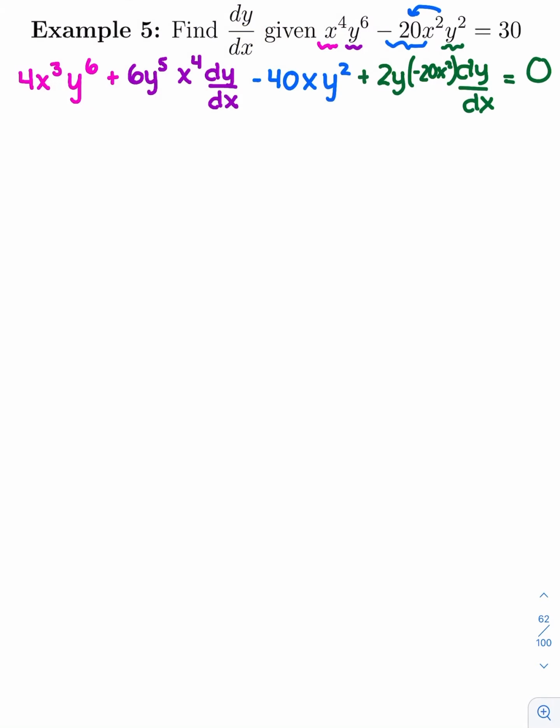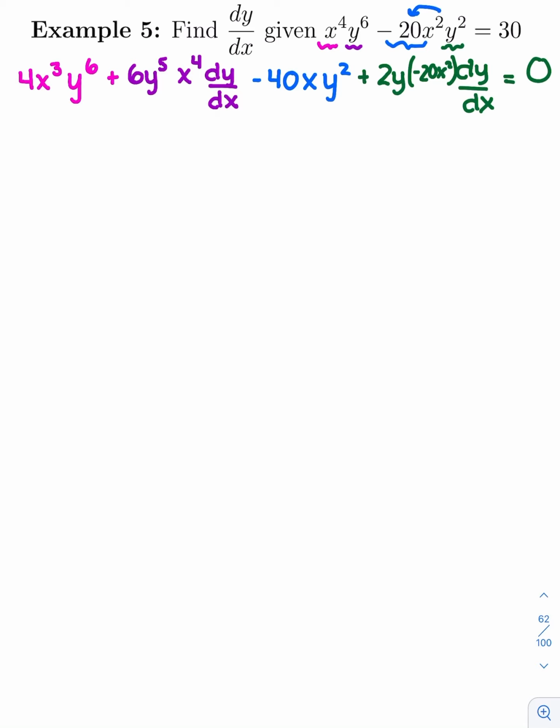So I'm just going to double check this before I move on and make sure that I have everything right. So derivative of the first is just 4x cubed. That looks good. We put the original second with it. I like that. Derivative of the second is going to be 6y to the fifth dy dx times the original first, which is x to the fourth. So there's a good second part of a product rule. Next one, derivative of the first is going to be negative 40x. Original second is y squared.